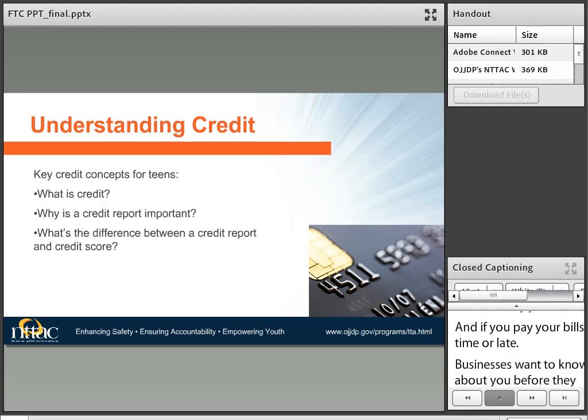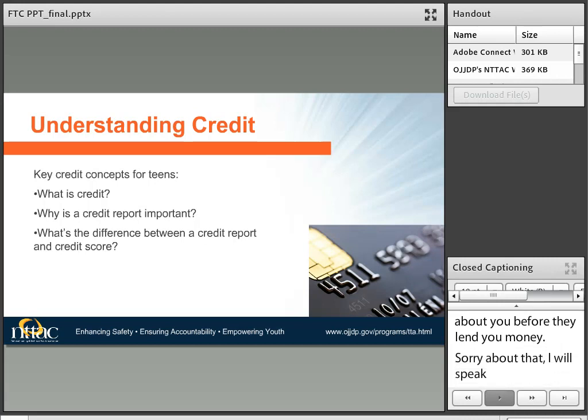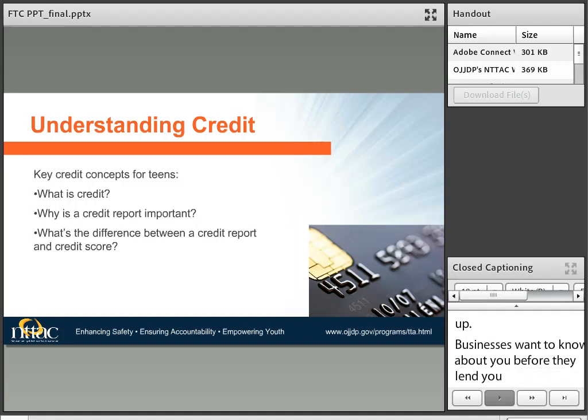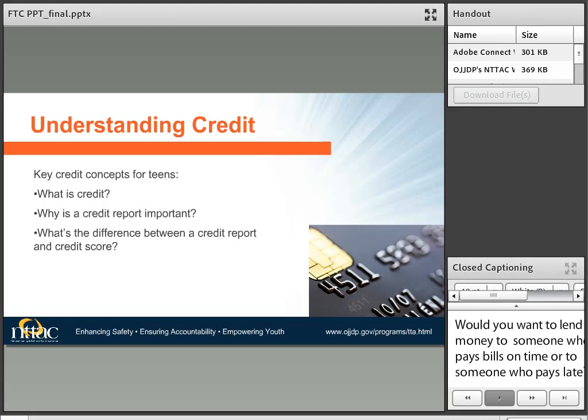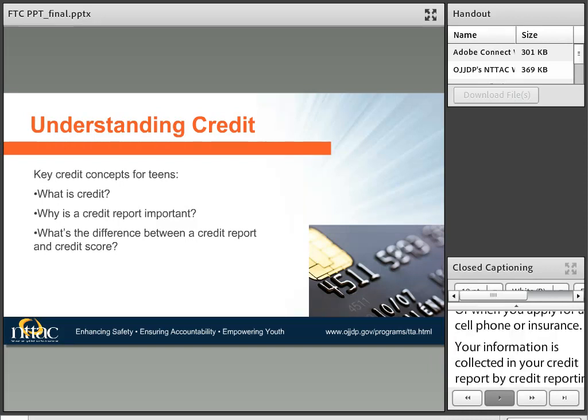And businesses want to know about you before they lend you money. Would you want to lend money to someone who pays bills on time or to someone who always pays late? Sometimes employers look at your credit report when you apply for a job or when you apply for a cell phone or insurance, and your information is collected in your credit report by credit reporting agencies. And there's three main ones: TransUnion, Equifax, and Experian.